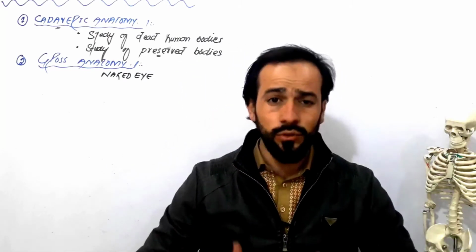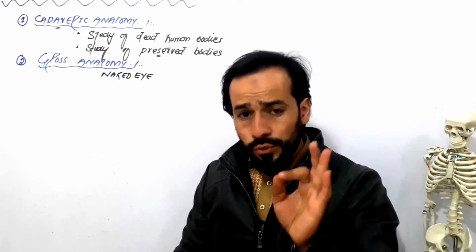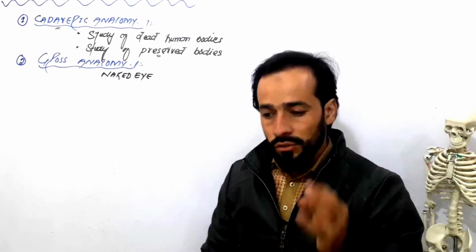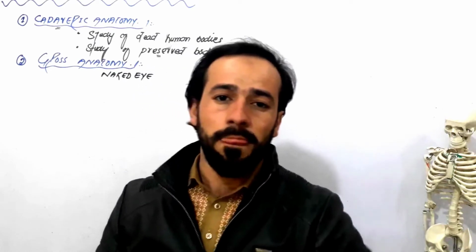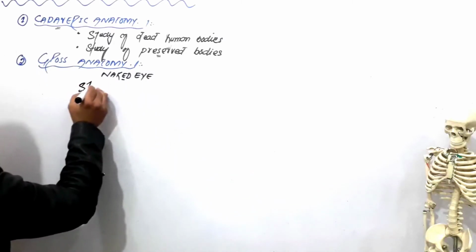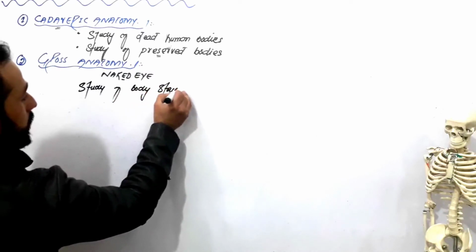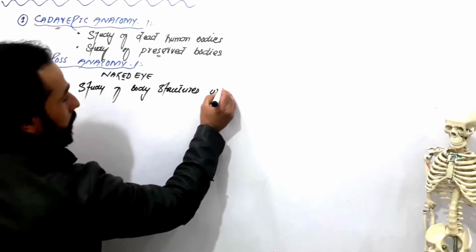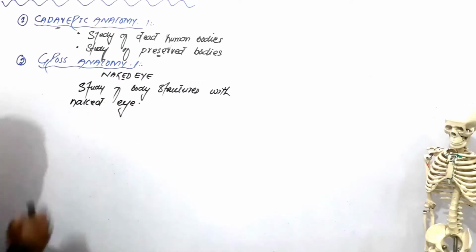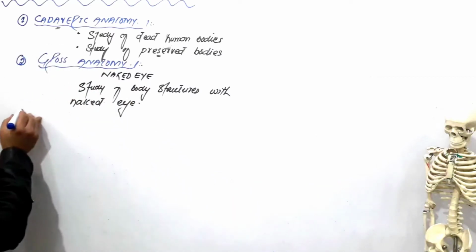And if you enter my body, you will see my heart. You can see my lungs. You can see my liver. So what does it mean? Gross anatomy means if you can study the organ with your own eyes, this is called gross anatomy. So the study of different parts of the body with the naked eye is called gross anatomy. Then there is the third branch, that is called regional anatomy.